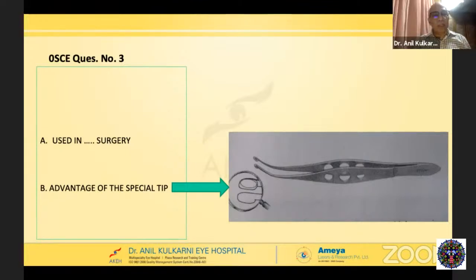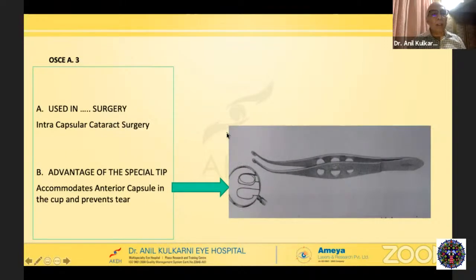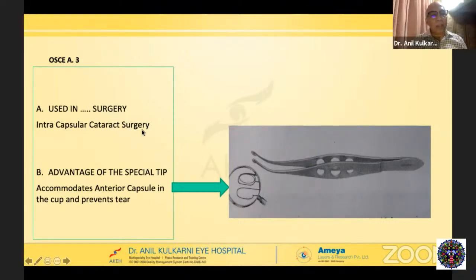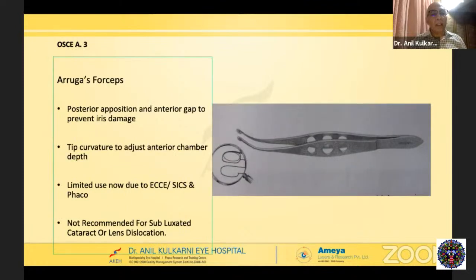So used in which surgery and advantages of the spatial tip which is being shown here. So it's used in ICCE, that is intracapsular cataract surgery, or used to be used. Advantages of the spatial tip is that it accommodates the anterior capsule in the cup, and that's how it prevents the tear of the anterior capsule. In addition, we have a posterior apposition and anterior, there is a gap in the Arruga's forceps. So this gap does not allow the iris to get caught. That's why it prevents the iris damage.